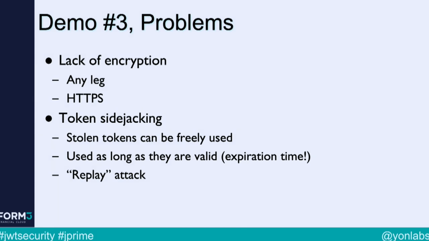The obvious problem here is lack of encryption. But please be careful, because this was inside a kind of private network, right? The public transport was encrypted, but this private part was not. And still it poses a significant risk, because most exploitation is done from the inside. So we need to make sure that all the legs of our network communication are properly encrypted. You could also see that those stolen tokens can be freely used as long as they are valid. So we need to take expiration time into account and avoid long expiration times, because otherwise those replay attacks are available.